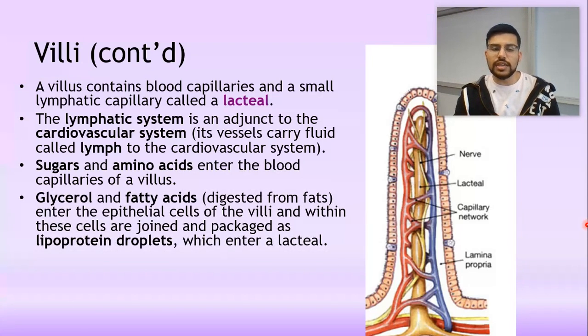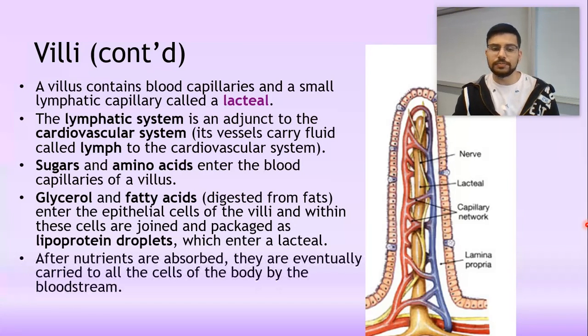And then glycerols and fatty acids, so components that come from our fats, are going to enter the cells of the villi, and within those cells, they're going to be packaged as droplets, which can then enter the lacteal. So they're going to enter cells, and then we talked about how cells can transport materials. They're going to help us make lipoproteins, so fat proteins, and then those can enter the lacteal. So they're being packaged to be sent off to different places where we can use them later on.